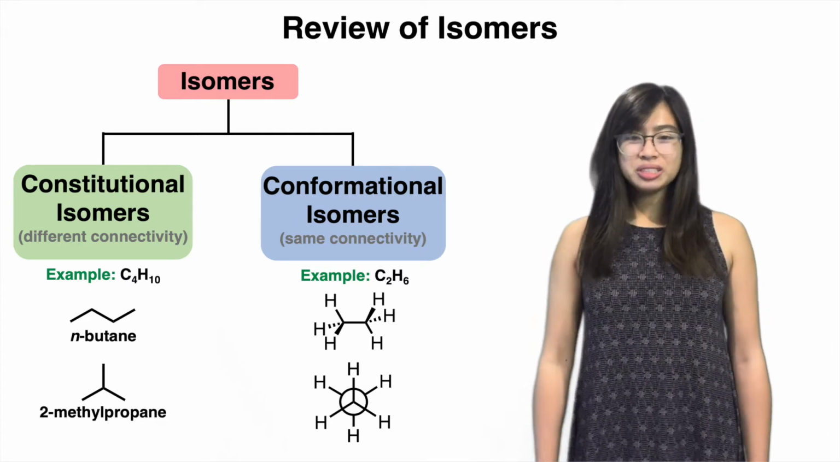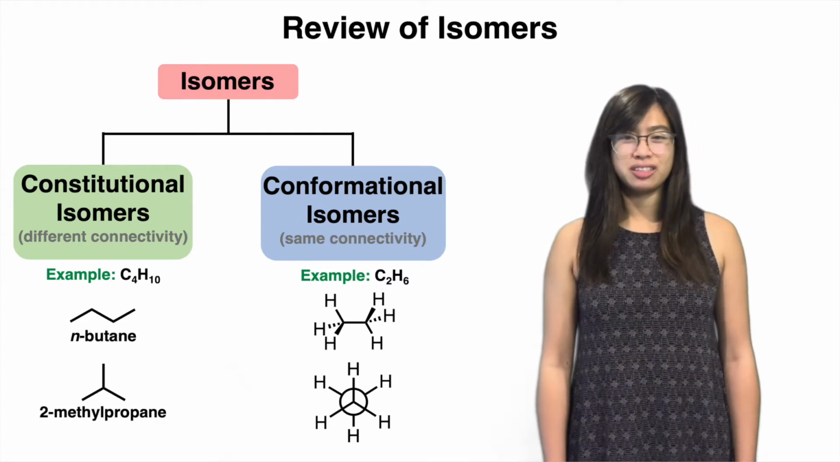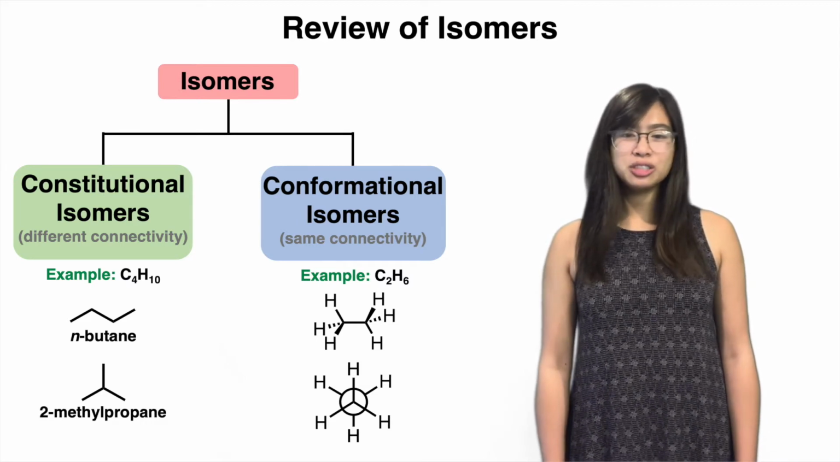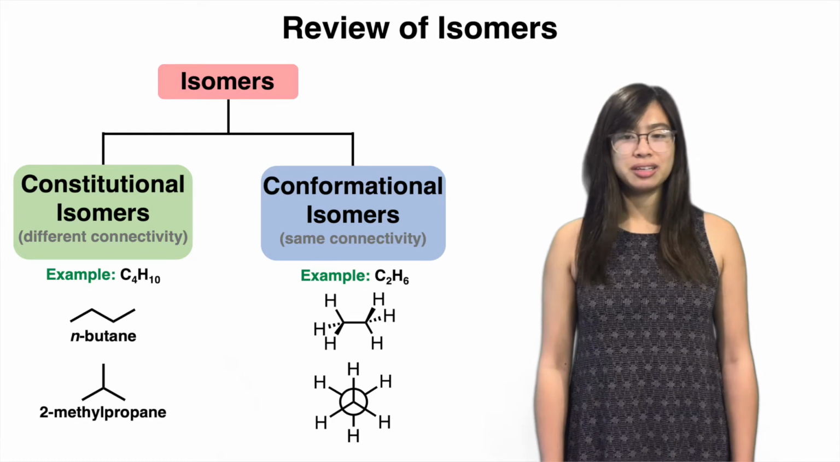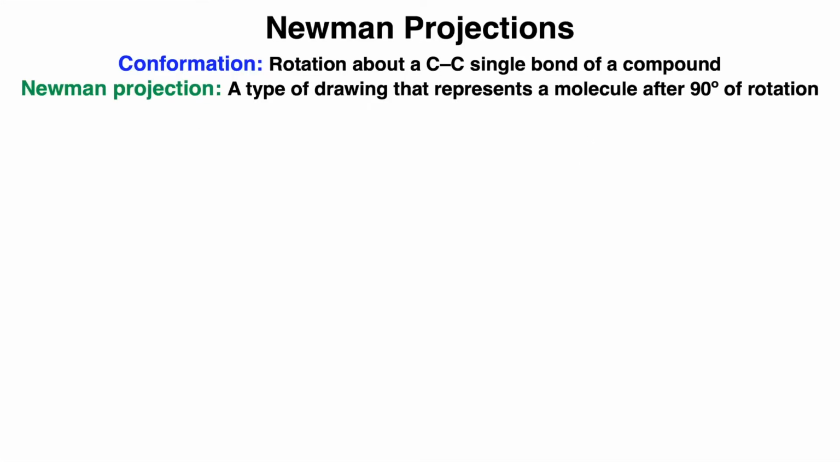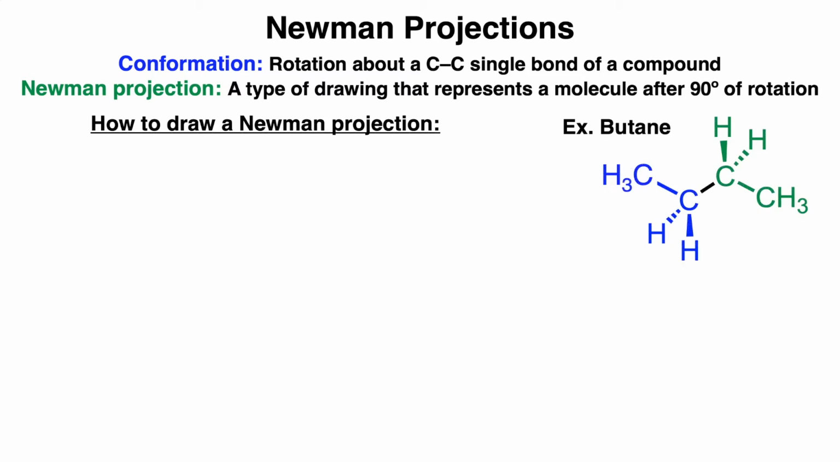But today we're going to focus on conformational isomers, which allow us to analyze a specific bond and how each substituent interacts with one another through what's called a Newman projection. A conformation is a rotation about a carbon-carbon single bond of a compound. A Newman projection is a type of drawing that represents a molecule after 90 degrees of rotation. So, how do you draw a Newman projection if you're given a molecule like butane?